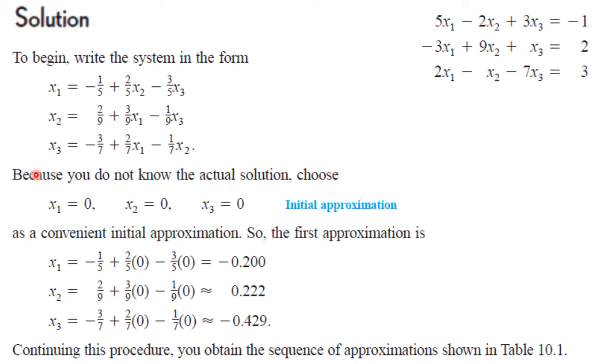Now students, since you don't know any initial value, you just choose any value you like. In most of the books the initial approximation is considered as 0, 0, 0. So x1 is 0, x2 is 0, x3 is 0. Now the first approximation will be x1 is equal to, put it in this equation, minus 1 over 5 plus 2 by 5 into 0 minus 3 by 5 into 0. So that is equal to minus 0.2.